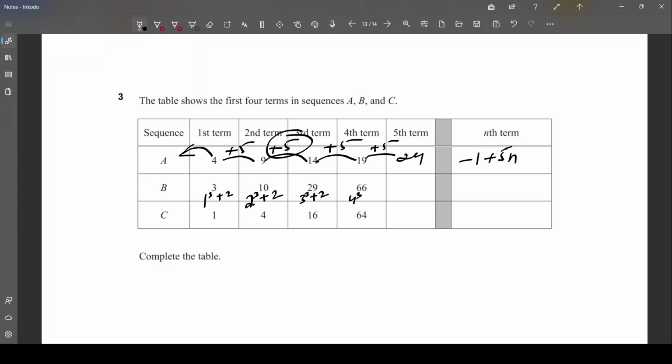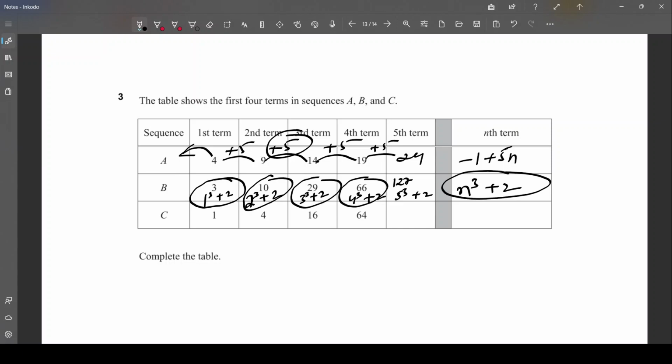And 4 cube is 64, and 64 plus 2. So what is the sequence actually? In this we'll be getting 5 cube plus 2. 5 cube is 125, 125 plus 2 is 127, and the nth term is n cube plus 2. Got it? Because we are writing 1 cube plus 2, 2 cube plus 2, 3 cube plus 2, 4 cube plus 2, so nth term will be n cube plus 2. I guess you understand this.